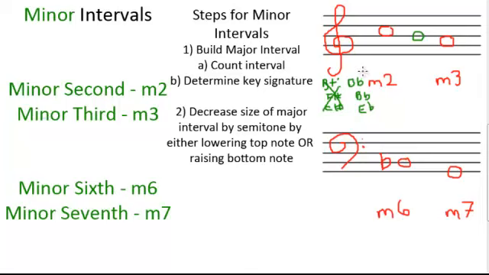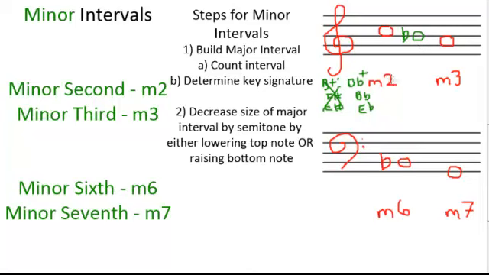So C would be within the key signature of B flat major. So C could be the second note of B flat major. So if we draw in a flat beside that B, making that B flat, we now have a major second. So there's the first step.